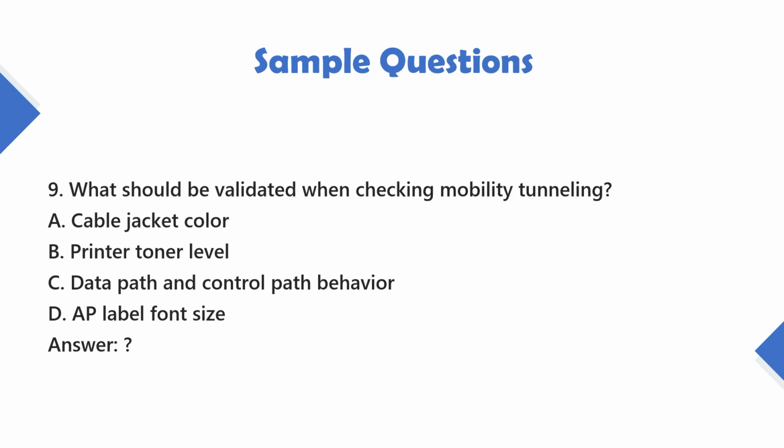9. What should be validated when checking mobility tunneling? A. Cable jacket color. B. Printer toner level. C. Data path and control path behavior. D. AP label font size.